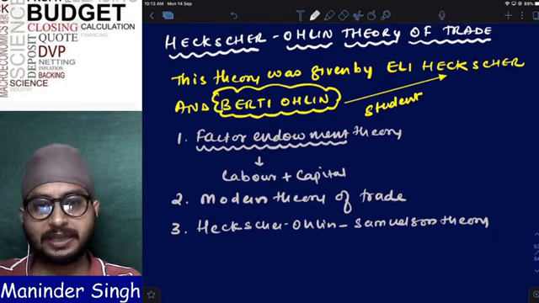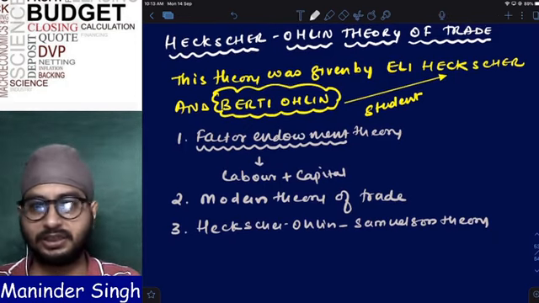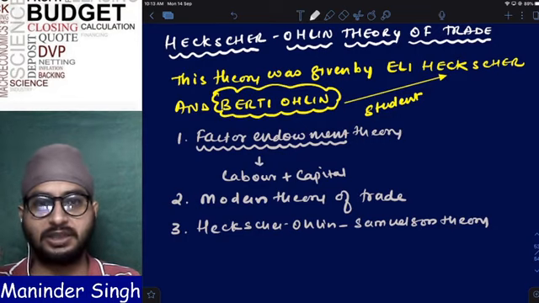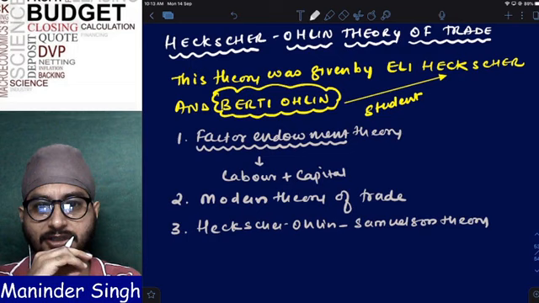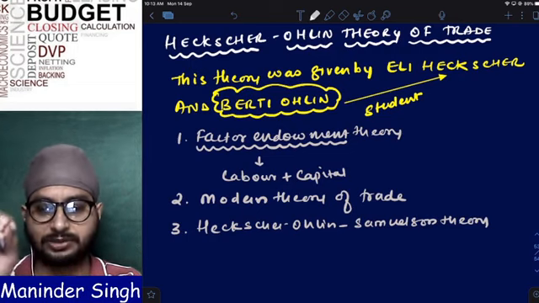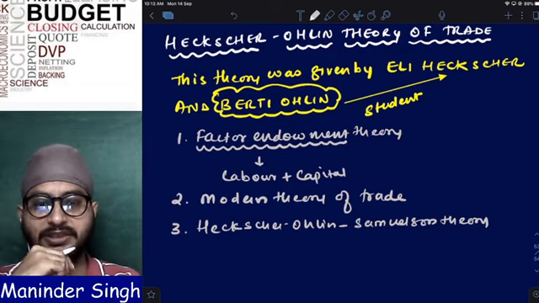So these are the three names. A question may come on any name. They may ask you Heckscher-Ohlin theory, factor endowment theory, modern theory of trade, or Heckscher-Ohlin-Samuelson theory. In all the cases, your answer should remain the same. Clear?